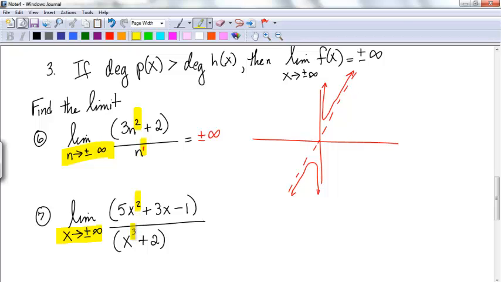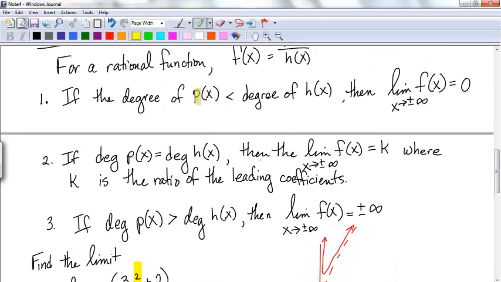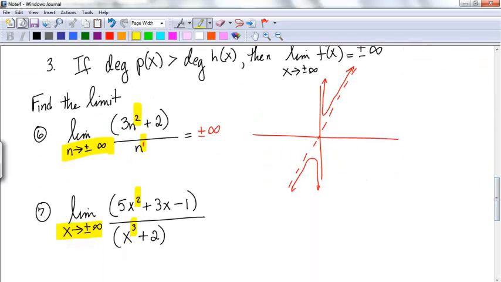The degree is less on top. So you go back up to your calc shortcut. If the degree of the numerator is less than the degree of the denominator, the limit is 0. Okay? So we know by sight, without doing all that work, the shortcut is the limit is 0. Okay, now let's graph that one.